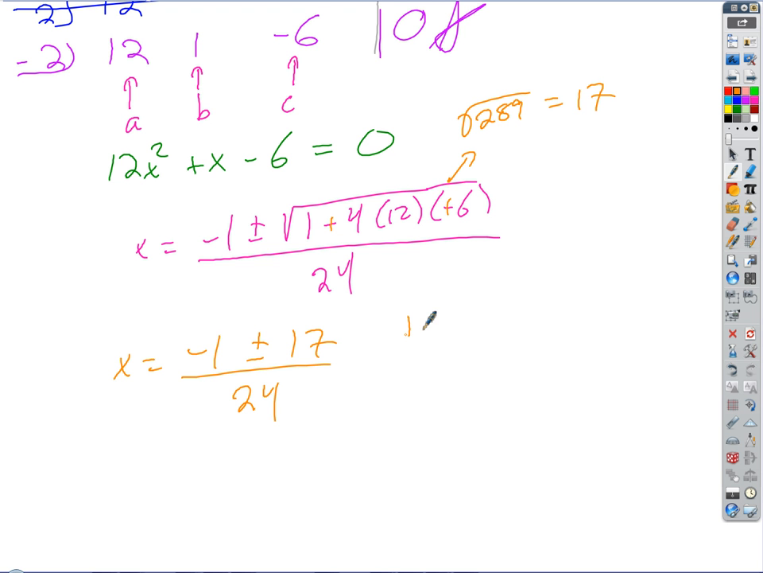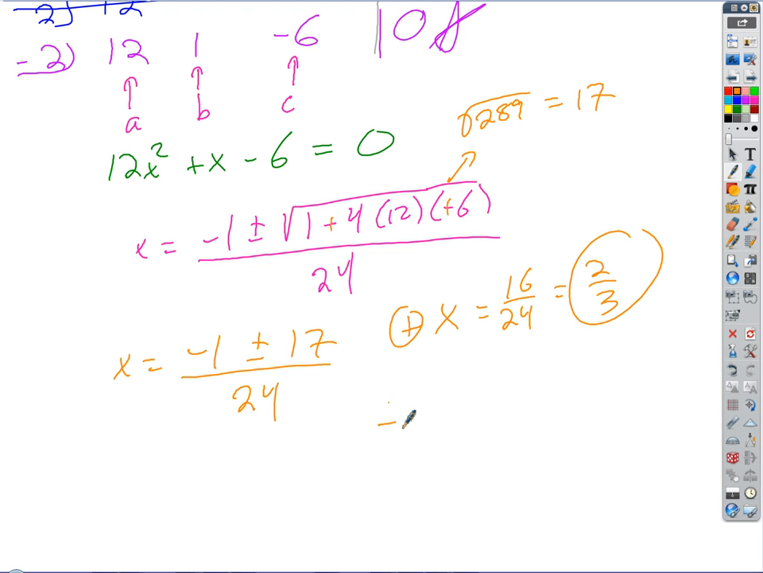So if we take the plus, we get x equals negative 1 plus 17, which is 16 over 24. Which is 4 over 6, but we can go lower. 2 over 3. I was slowly reducing. Okay, so there's one other solution.